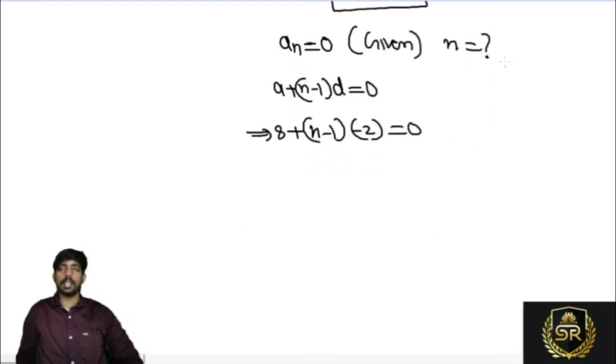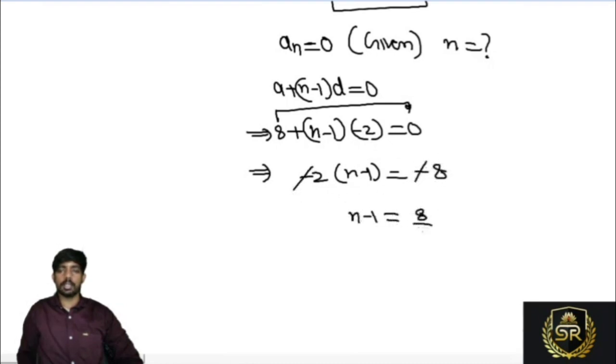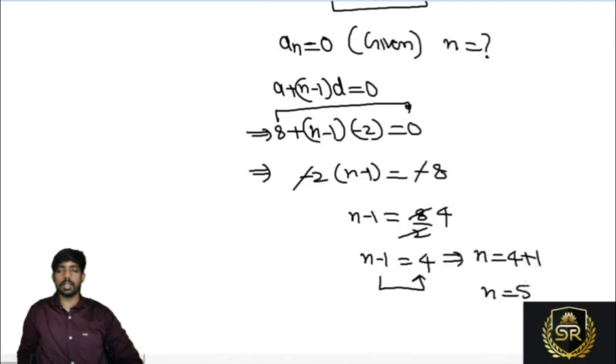So N is what we are asking, at which term you will get 0. So bring this 8 to the right hand side. So minus 2 into N minus 1 is equal to minus 8. Minus cancels. 2 send it to the right hand side. N minus 1 is equal to 8 by 2. So 2 fours are 8. N minus 1 is equal to 4. Bring this minus 1 to the right hand side. It will become N is equal to 4 plus 1. Hence N is equal to 5.